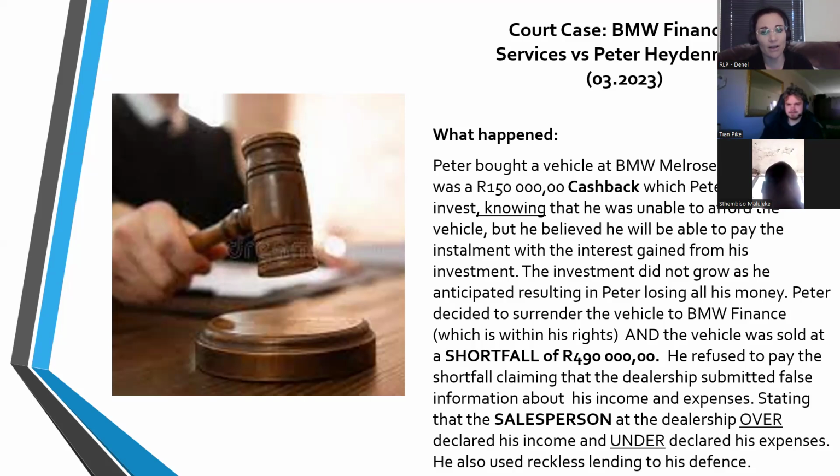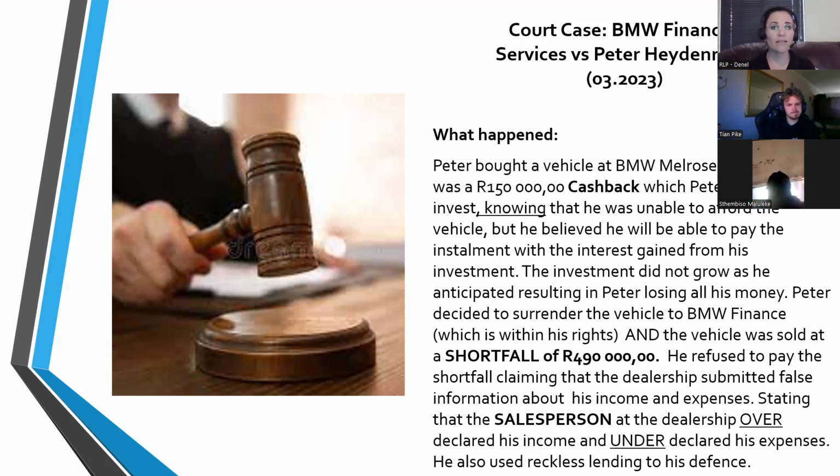But in this scenario, the vehicle was sold at a shortfall of 490,000 Rand. And who's responsible for that? Mr. Peter. So now he's refusing to pay this amount. Now all of a sudden he's complaining that the salesperson at the dealership over-declared his income and under-declared his expenses. So he's saying that, oh, he was a victim because they lied on his application.